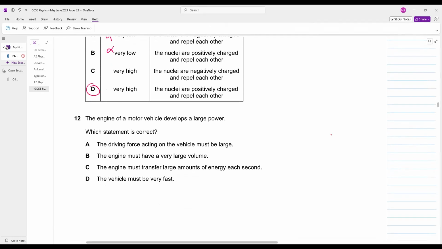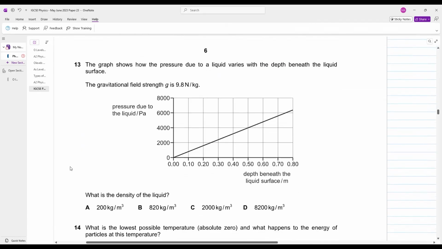The engine of a motor vehicle develops a large power. What is the formula for power? Power is equal to energy over time. If you want to develop a large power, which statement is correct? The driving force on the vehicle must be large? No. The engine must have a large volume? No. The engine must transfer large amounts of energy? C is your answer. If your energy is more, power automatically becomes more.